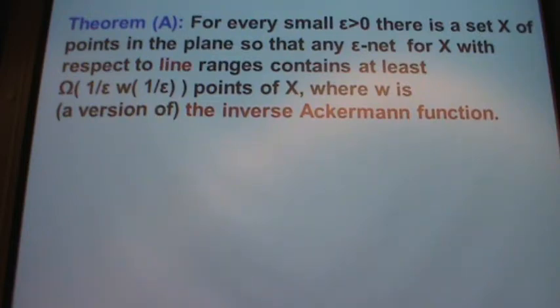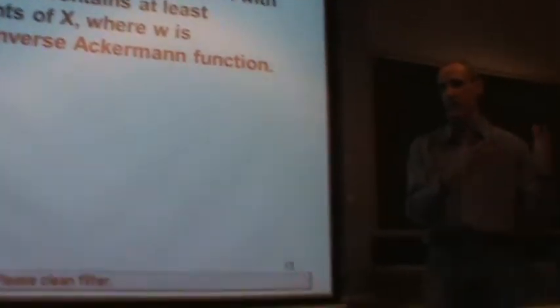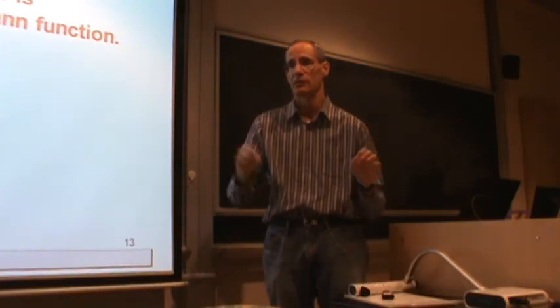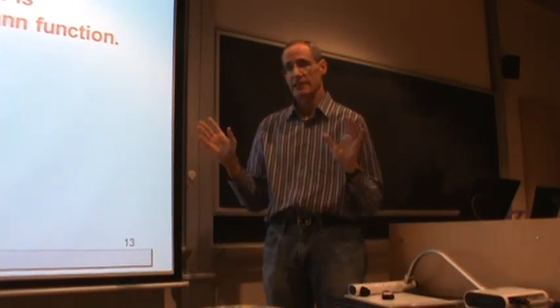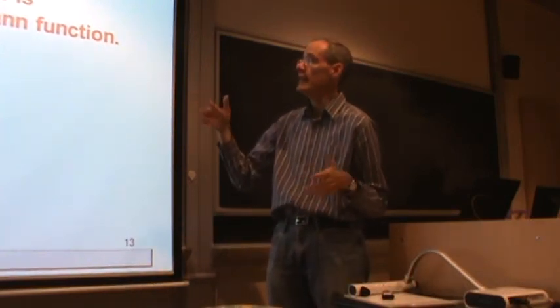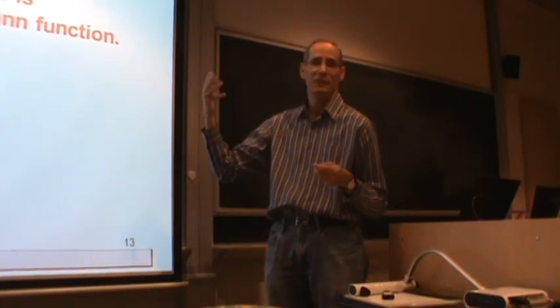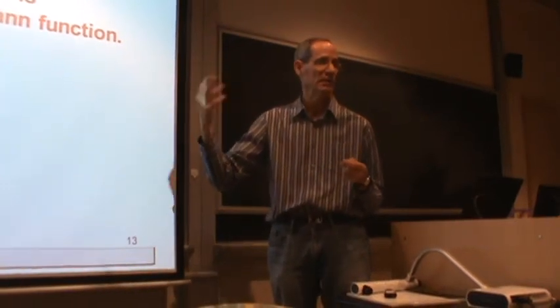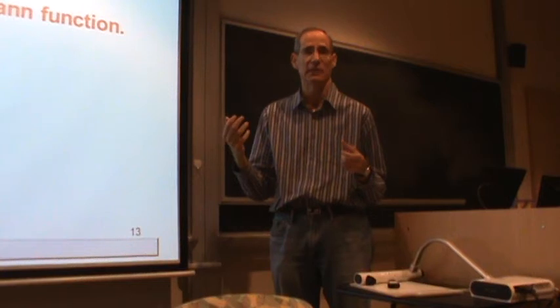So there is a set of points, for small epsilon, in the plane, so that if you want to take epsilon nets with respect to the ranges of lines, so the range space here is very simple. The points are just points in the plane. The ranges are lines. And the claim is that there you need to take a little bit more than constant over epsilon number of points in the epsilon nets.